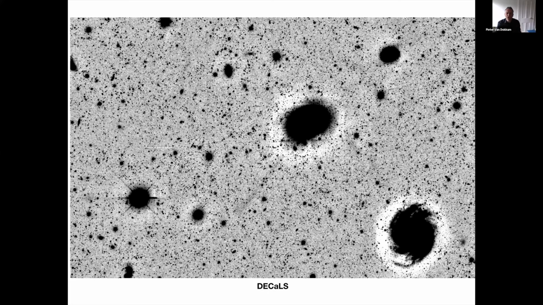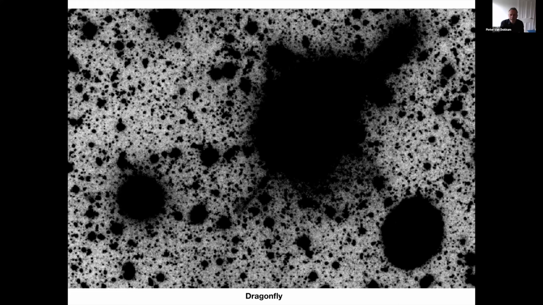So you kind of have to make a choice whether you go for your observing strategy, really, whether you go for low surface brightness emission or point sources. And Pan-STARRS is optimized, DECaLS is optimized for compact things. And here's Dragonfly.